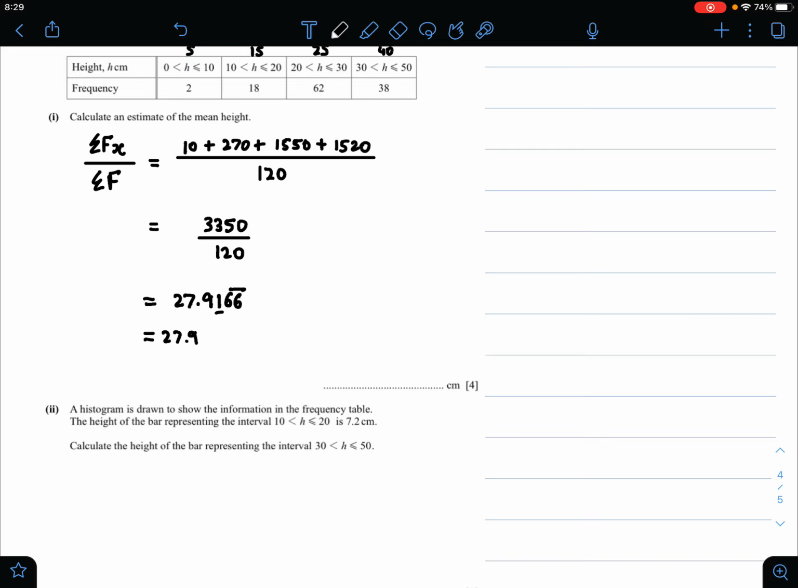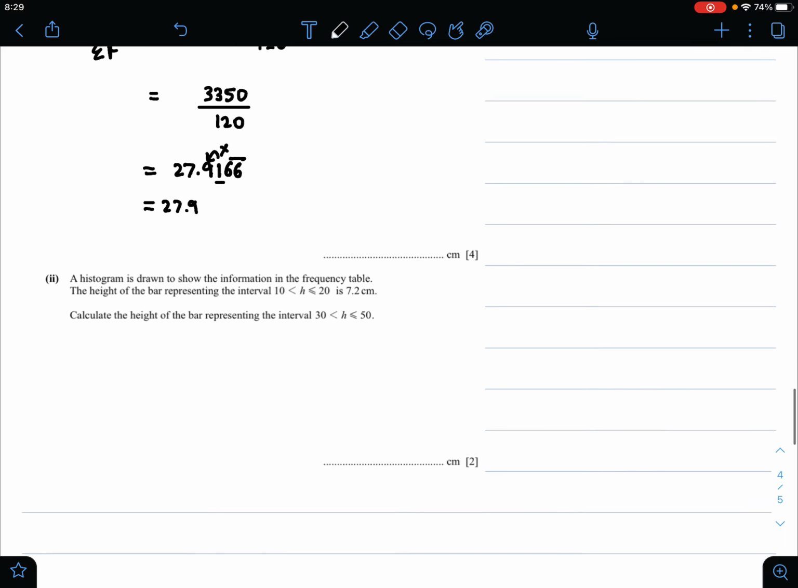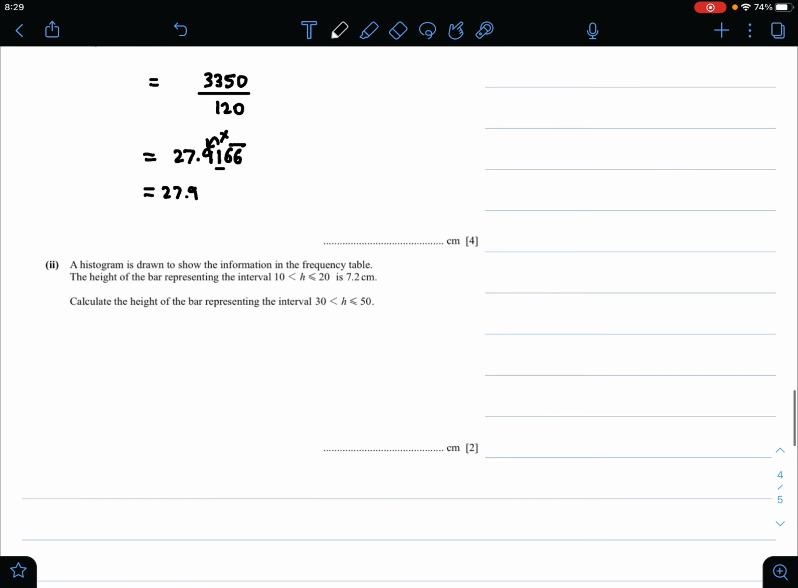And therefore, your final answer for part B1 would be 27.9, because the fourth significant figure in this case, which is 1, is less than or equal to 5, so it doesn't round up the third significant figure to the next number. Therefore 27.9 will be your final answer for part B1.